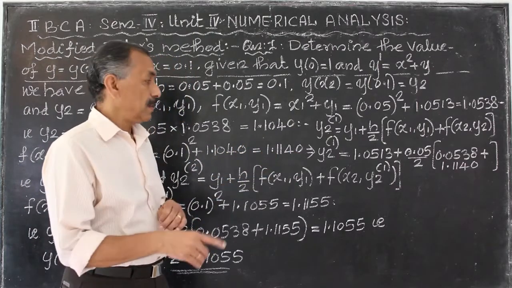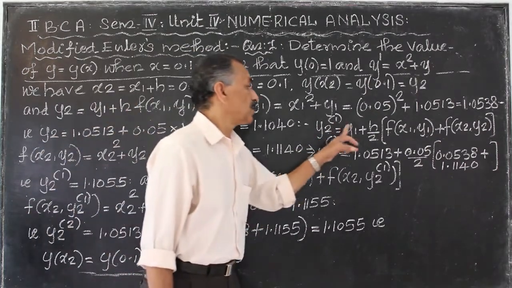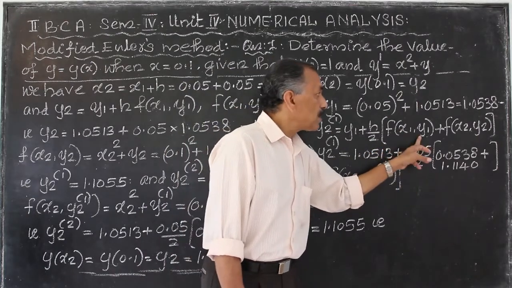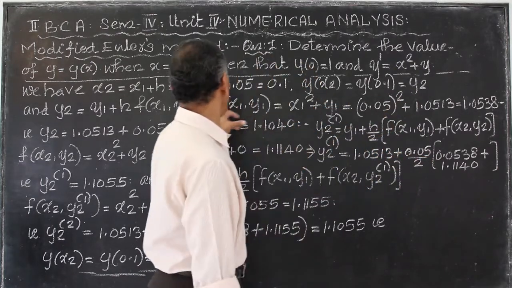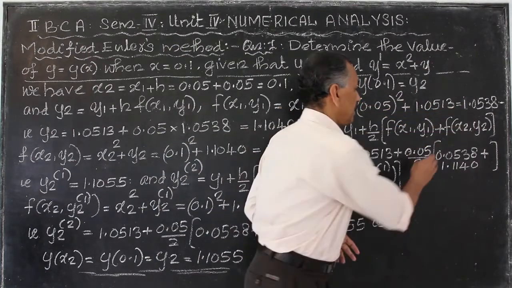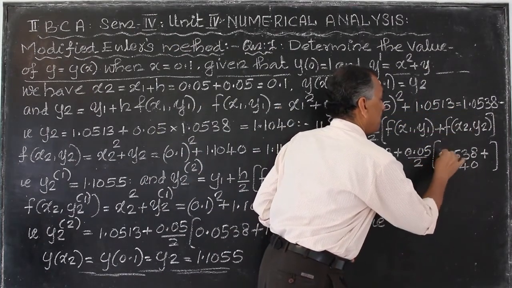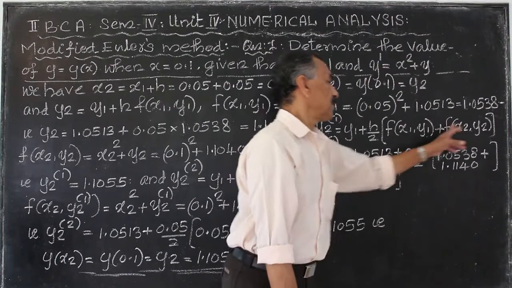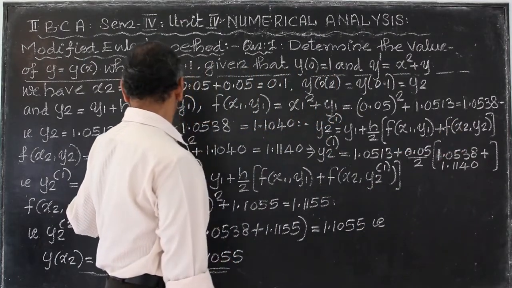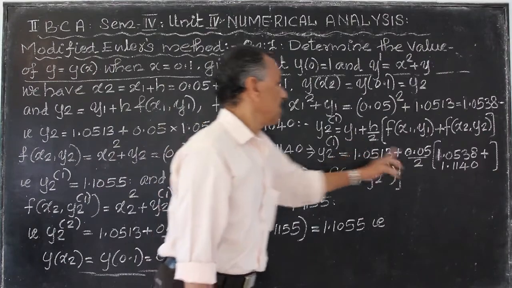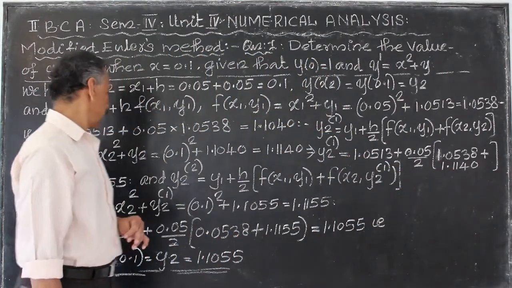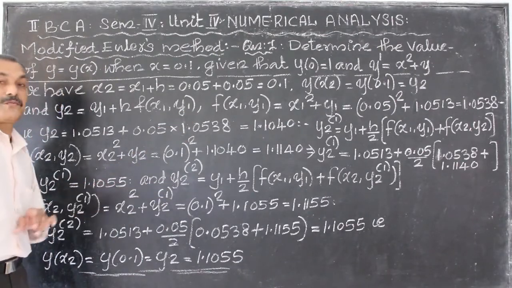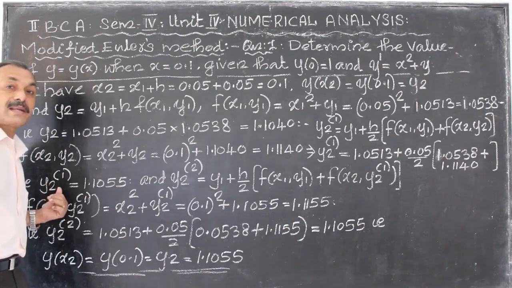1.1144. That is y2 is equal to y1, 1.0513, plus h by 2 f of x1 y1, f of x1 y1 is equal to 1.0538, plus f of x2 y2. f of x2 y2 is equal to 1.1140. That is y21 is equal to 1.1055. Then the second iteration on y2.